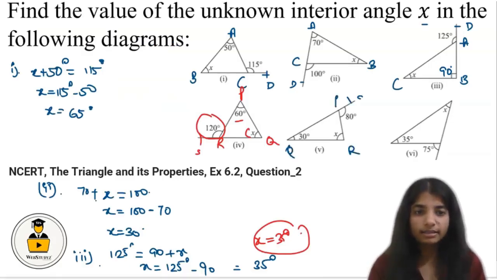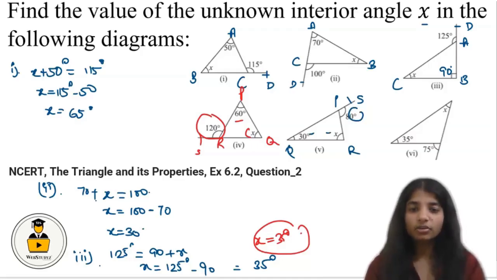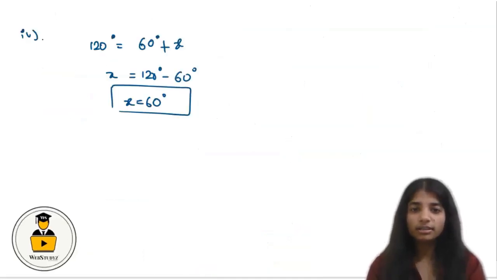Let's say this is the extended portion x. Again using the property that the exterior angle is equal to the sum of the opposite interior angles. So from here, considering part 5, the exterior angle is 80 degrees. So 80 degrees is equal to the sum of the opposite interior angles, that is 30 degrees plus x.